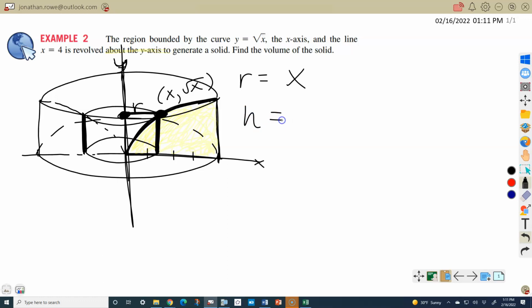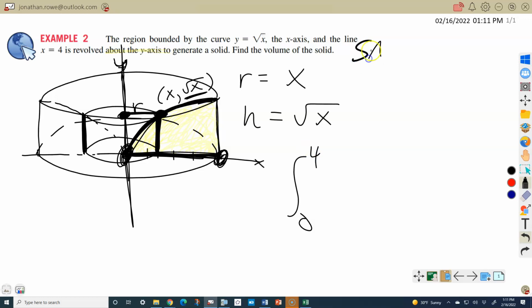What is this height? This height is the y-coordinate, which is just the square root of x. So I'm doing the integral then as this curve marches along this region from what to what to enclose that region. Starting here, ending here. So it starts at 0 and ends at 4.